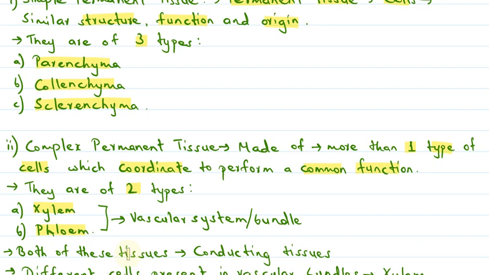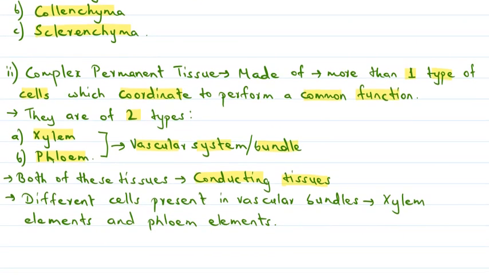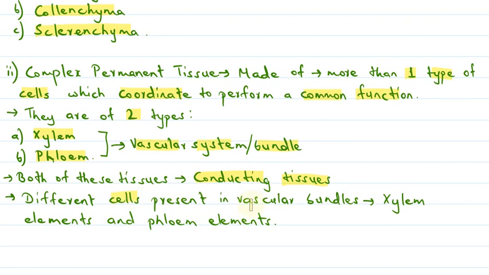Both xylem and phloem are conducting tissues and they form the vascular system or vascular bundle in plants. This vascular or conductive tissue is a distinctive feature of the complex plants, which made it possible for their survival in the terrestrial environment. The different cells present in these vascular bundles include xylem elements and phloem elements. We'll discuss all of these in detail in our next video.